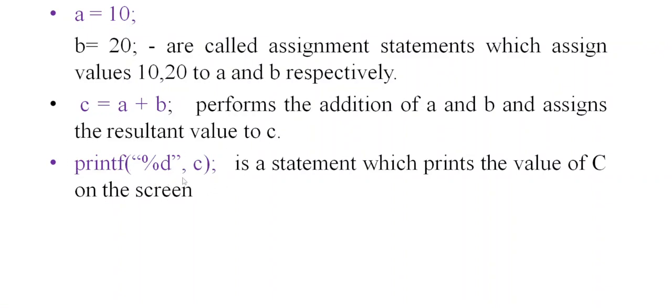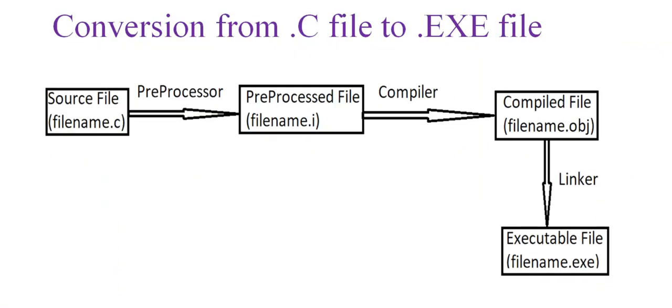Now what exactly is this %d? It is called a format specifier. There are different format specifiers. We will discuss the general syntax of printf later. But for the time being, just remember that if c is an integer variable, you have to write %d here. So the content of c is printed. This is the example C program.